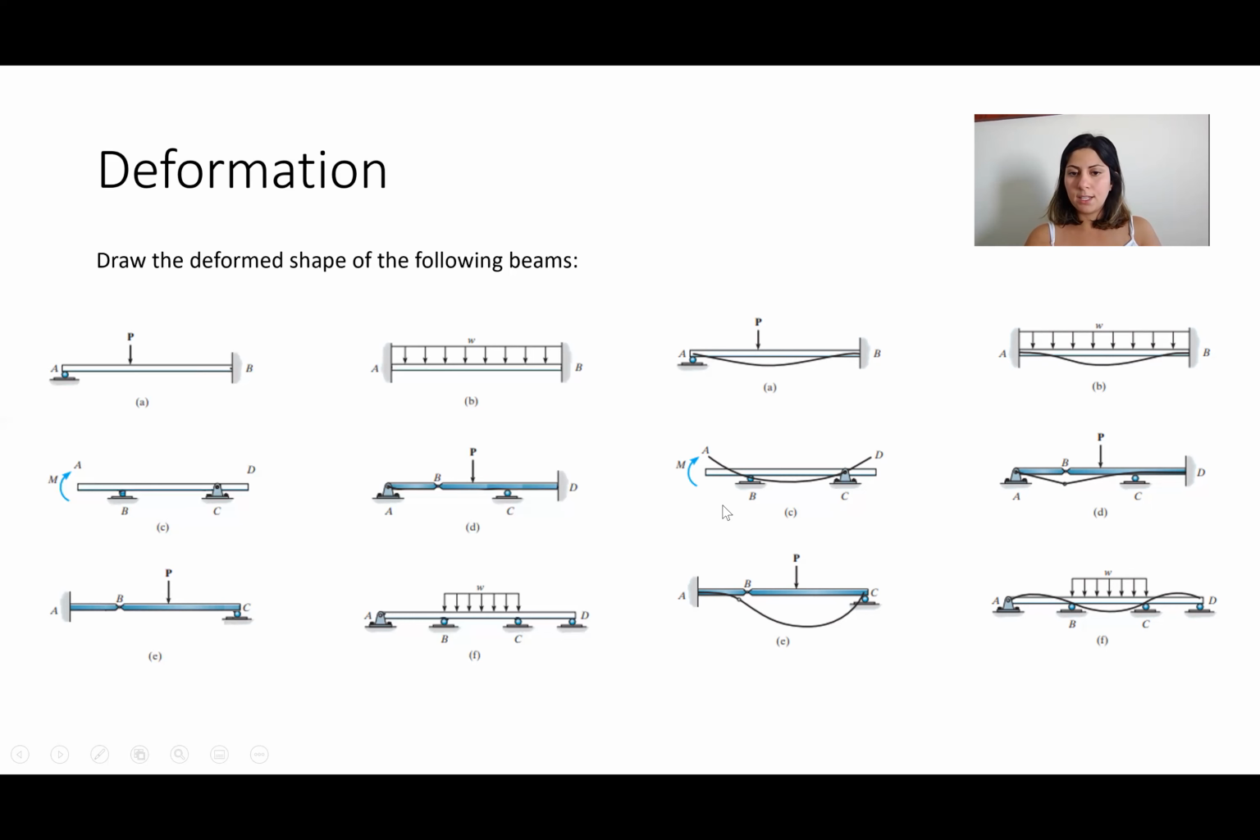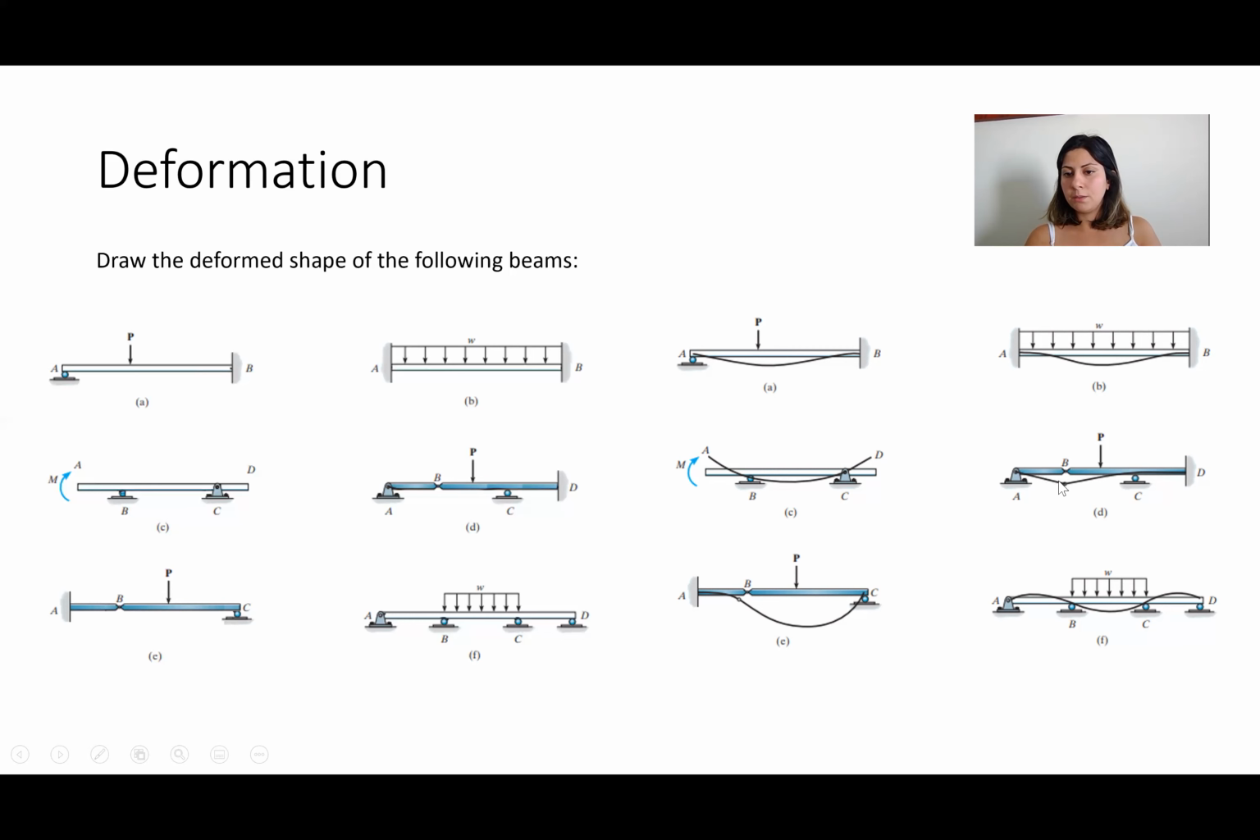At C, there is a moment which bends the beam like this, and it is a pure moment applied to the beam. At D, as you can see, we have a force here. It pushes it downward. We have a hinge.